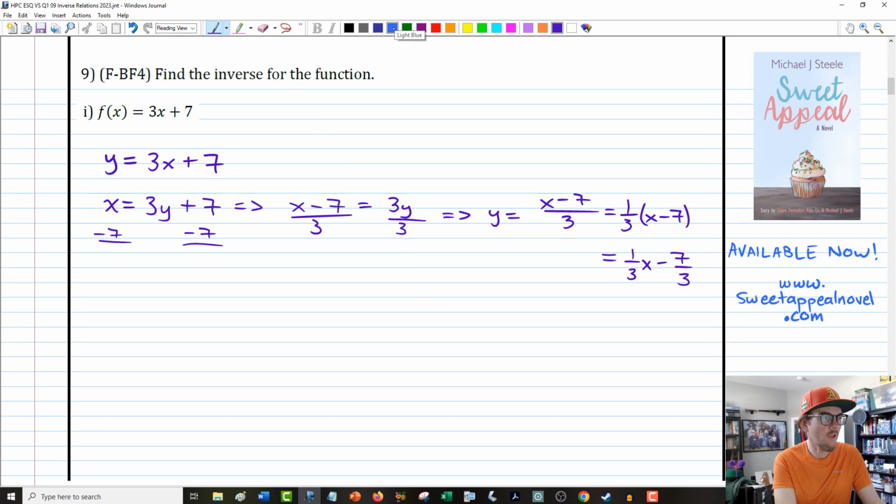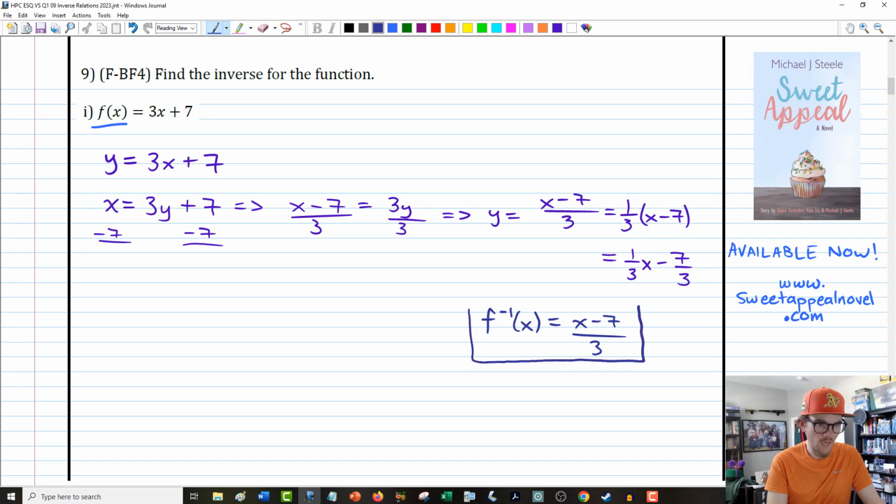The last thing that I want to note, though, is since we were given f of x as our original function, we should name its inverse appropriately. So we're going to name it not y or y inverse, but f inverse of x. So in this case, I would say f inverse of x equals x minus 7 divided by 3. I think that's probably the cleanest version of the answer. But again, all of these would be acceptable so long as you have f inverse of x attached to them. That way it's very clear what function it's the inverse for, and the notation of the inverse matches the original notation of the function.